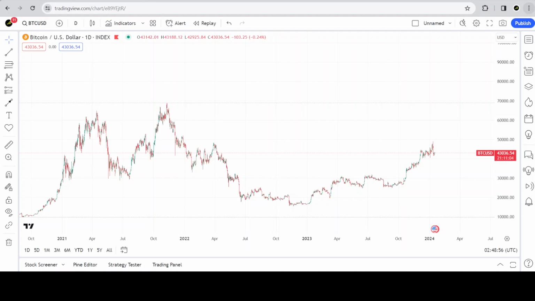It is my belief that we still have the most exciting part of the Bitcoin bull run ahead of us.